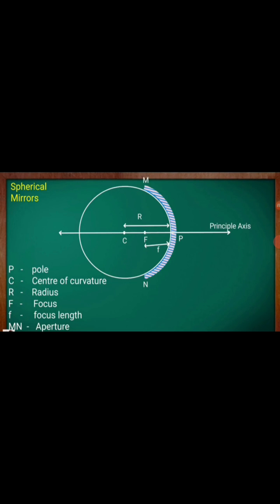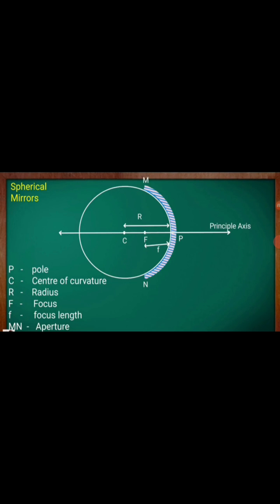And we have the next phenomenon, that is focal length. Focal length is nothing but the distance of the principal focus from the pole of the mirror, and it is represented with a small letter f.